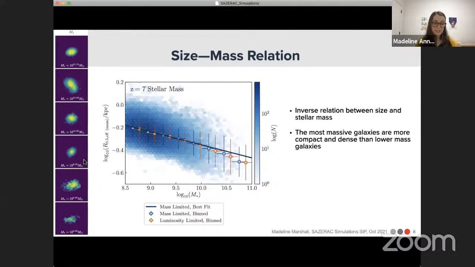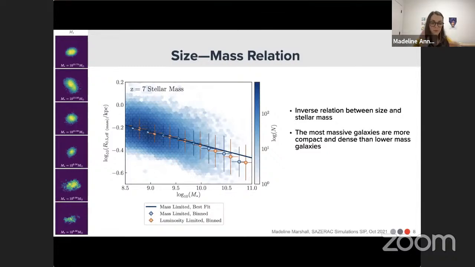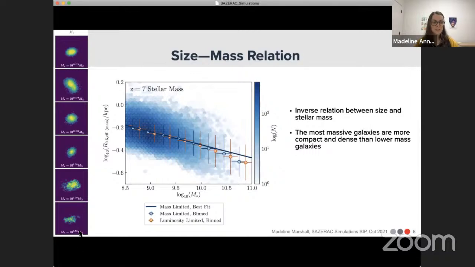From these stellar mass maps, we've got the half mass radius as a function of stellar mass. Blue is all of our BlueTides galaxies. The line is the line of best fit, and the circles are just binned values. What we find is that there's an inverse relationship between size and stellar mass. So the most massive galaxies are more compact and dense than lower mass galaxies. You might not find this completely intuitive, but you can see by looking at these images. Remember, the most massive galaxy is at the top and the least massive galaxy is at the bottom.